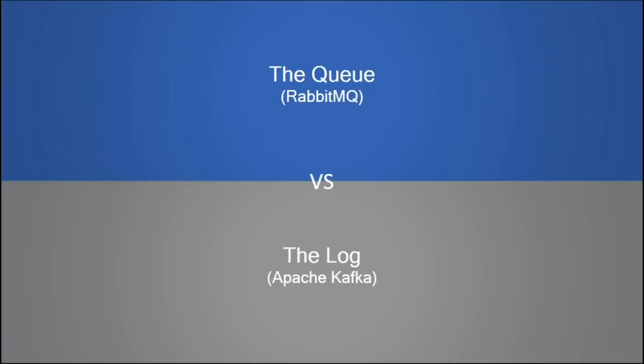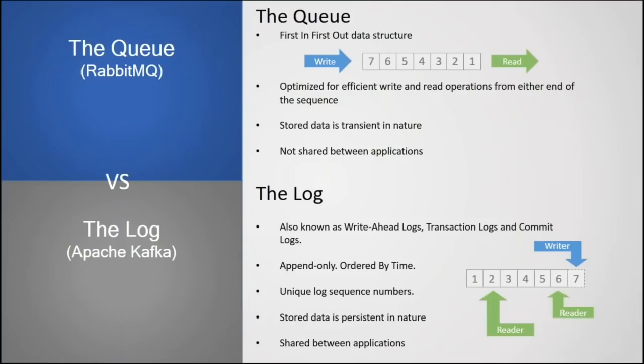So basically, at the core of each platform is a data structure. RabbitMQ uses the queue and Kafka uses the log. This choice of data structure fundamentally affects the design and capabilities of each system. So a queue is a first in, first out data structure where we write to a tail and we read from the head. Data is transient in nature. The very reading of messages removes them from the queue.